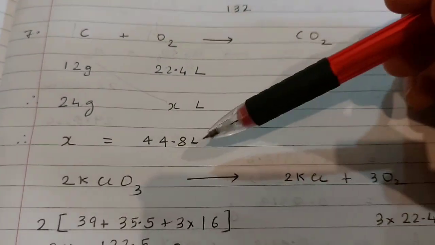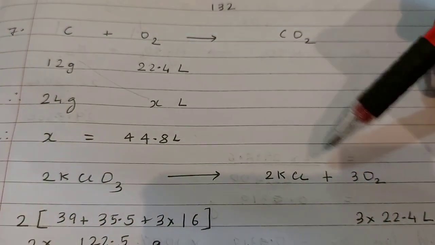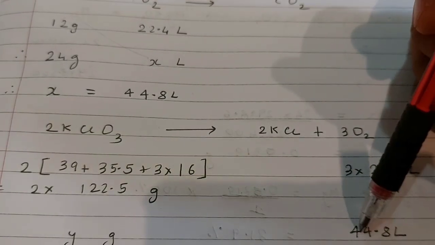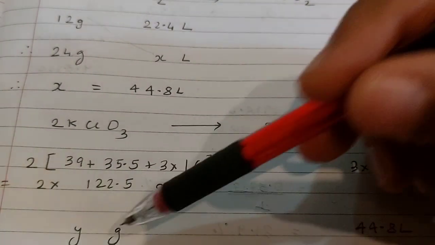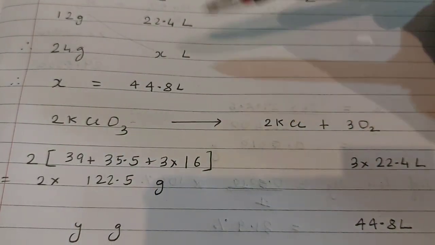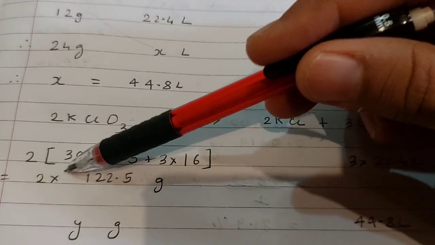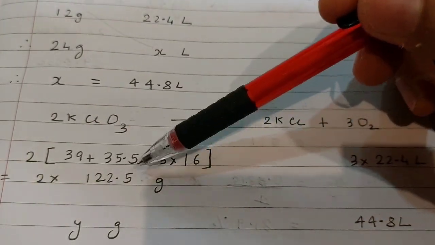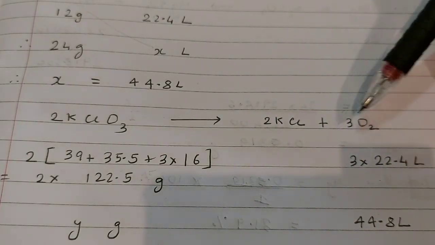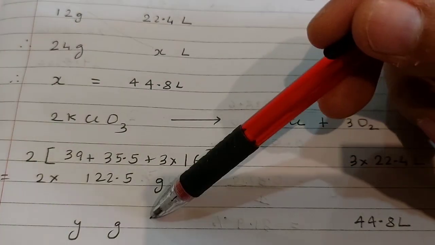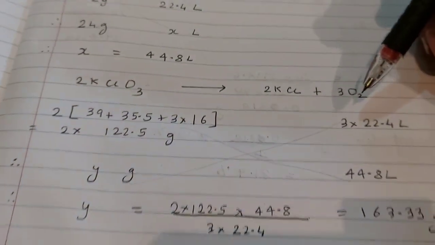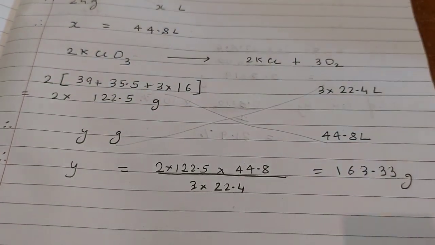That means in the next equation, I will use this value. So oxygen, 44.8 liters, is produced by how many grams of KClO3? That is the question. Balance the equation, of course. Write the molecular weight, 2 in 2 moles. So 2 into 122.5 gram will decompose to give 3 moles, so 3 into 22.4 liters of oxygen. So Y grams will give you this much oxygen. Again, cross multiply and get the answer as 163.33 gram.